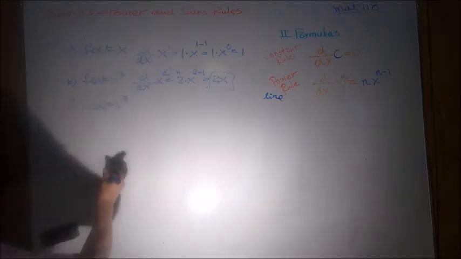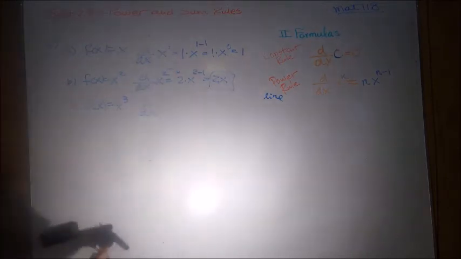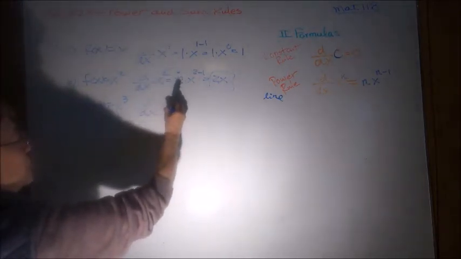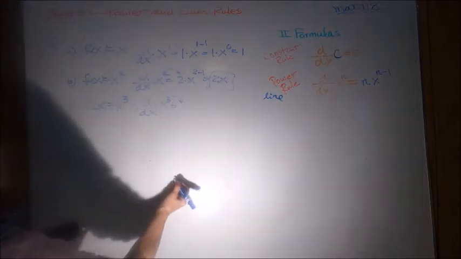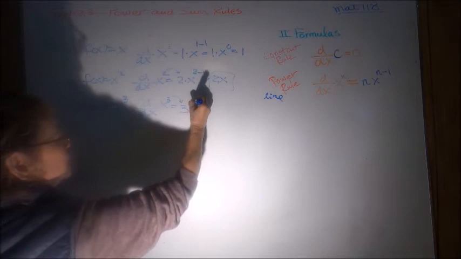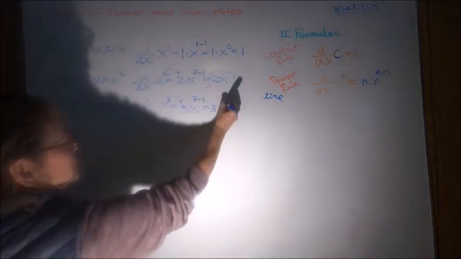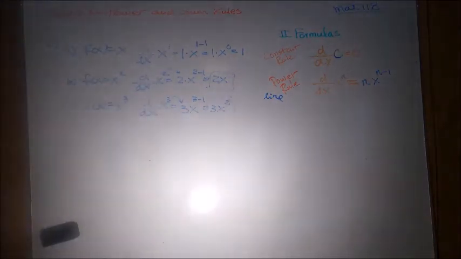So if it's a cube, third power, what should we have? d dx, right? Third power, so you move the power as a coefficient. Then x becomes what? 3 minus 1. So the result should be what? 3x squared. That would be your answer.